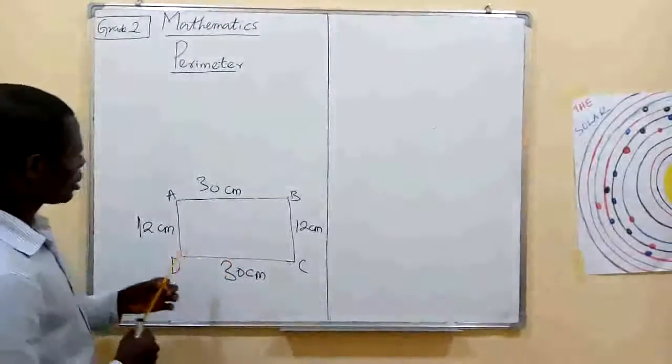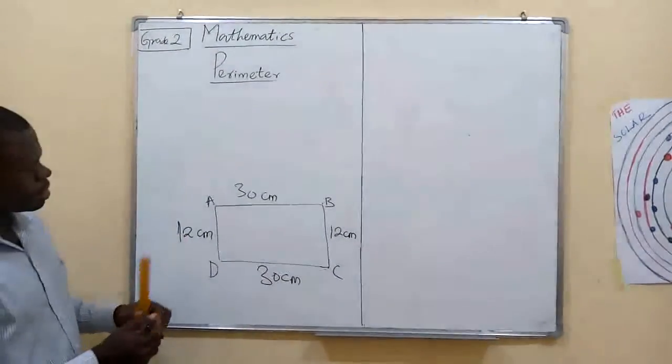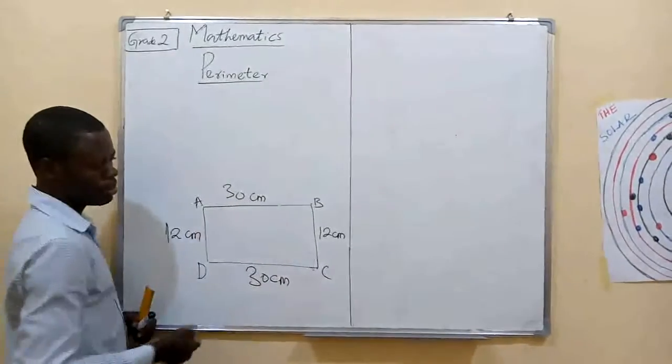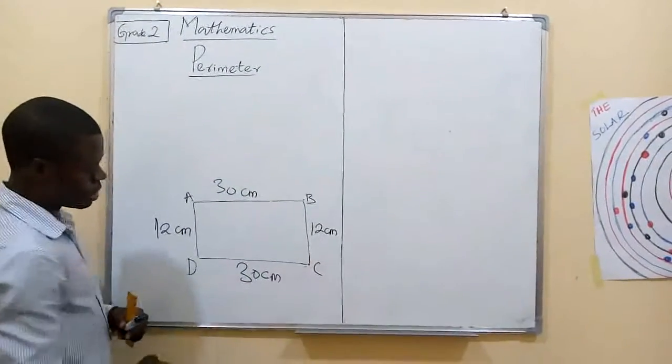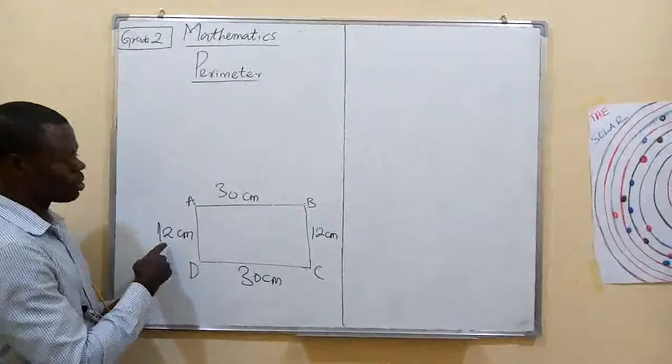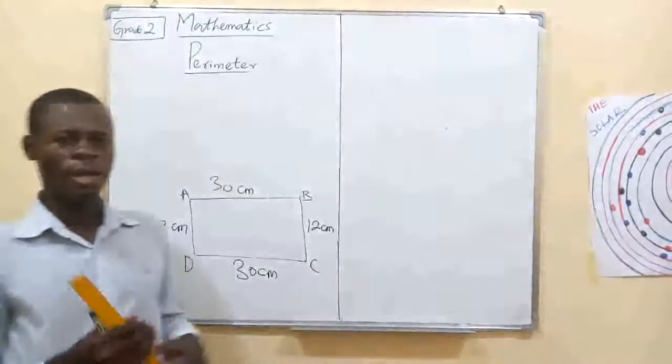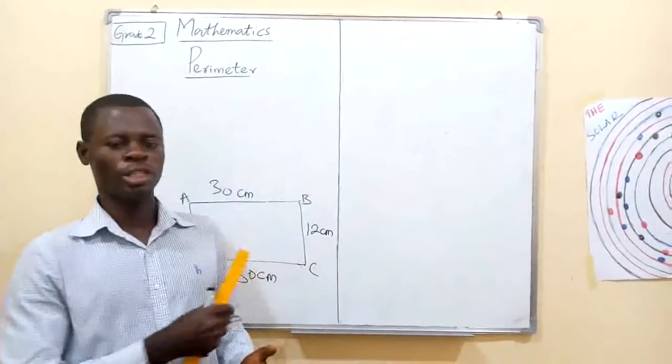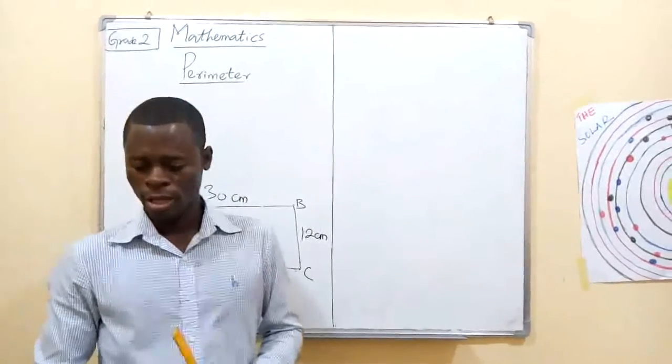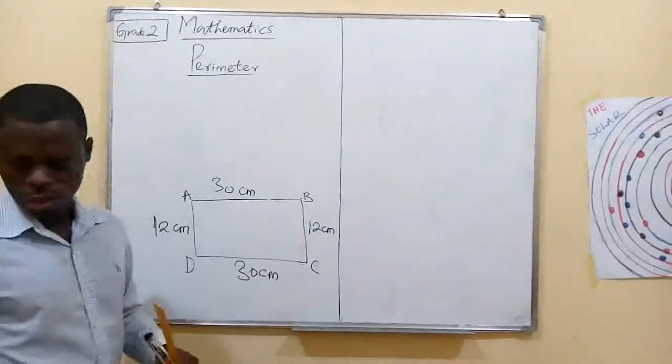So the perimeter of this shape is 30 centimeters plus 12 centimeters plus 30 centimeters plus 12 centimeters. That gives us the perimeter of the shape on the board. We are going to go fully into calculation.